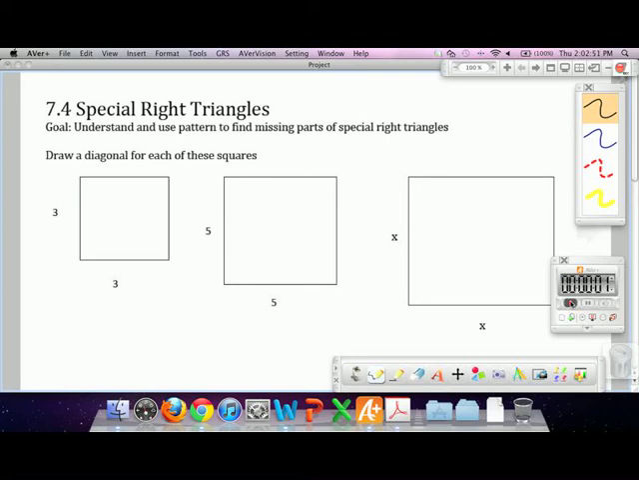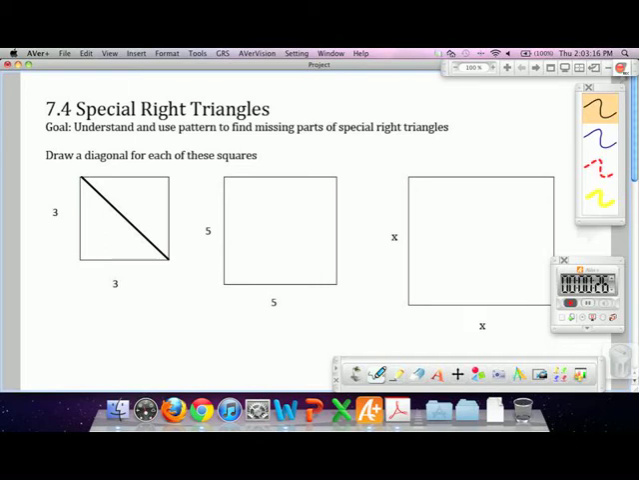We'll start with a mini activity. What I want you to do is, here's 3 squares that I've made. Draw in the diagonal for each of these squares, and then let's find its length. I'll do the first one for you. So diagonals, a diagonal looks like this, goes from vertex to vertex.